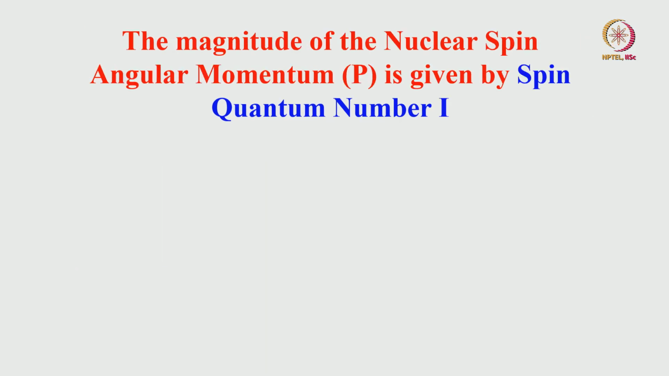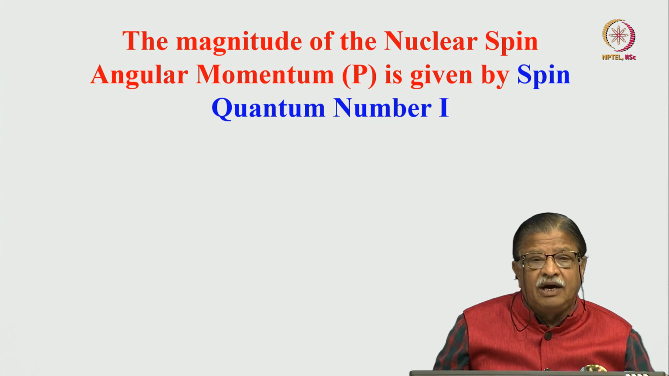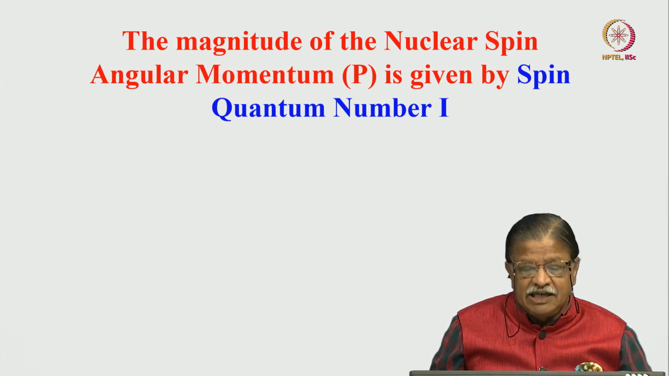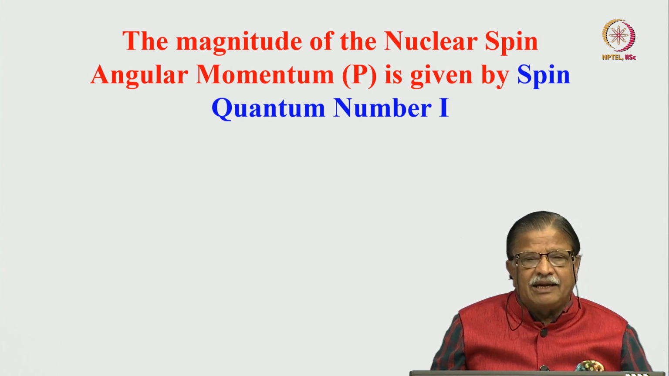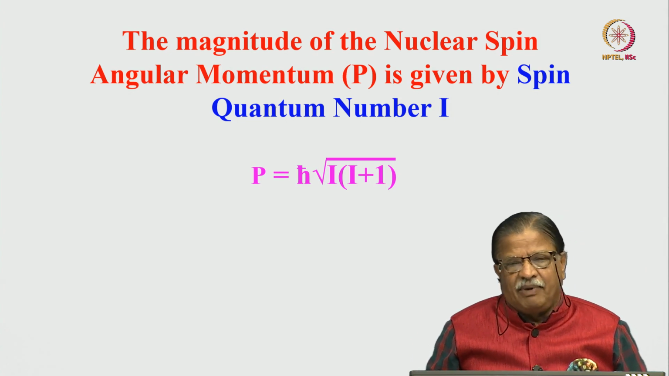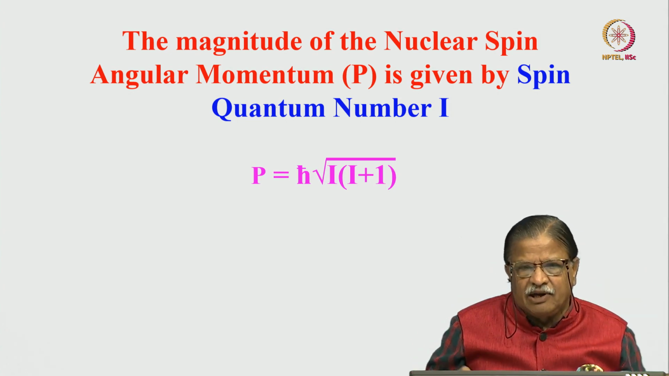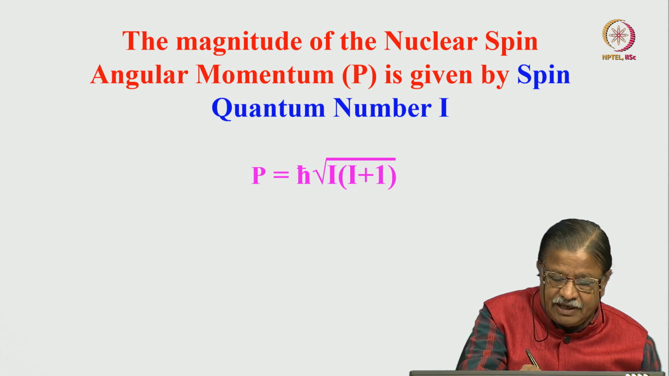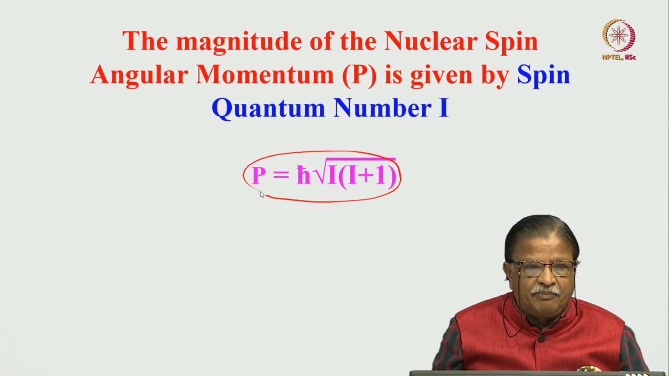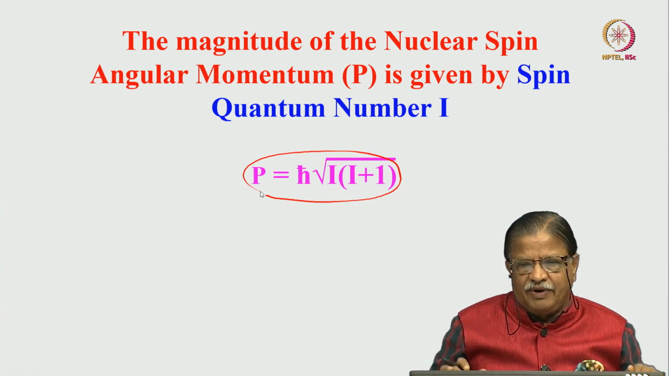If you take any nucleus, these 2 quantum numbers are enough to define or understand the properties of the nucleus. Now we can also talk about the magnitude of this nuclear spin angular momentum, which is given by the spin quantum number I. The angular momentum magnitude is given by a simple equation: P is equal to h cross root of I into I plus 1. Don't worry about how we derive everything.